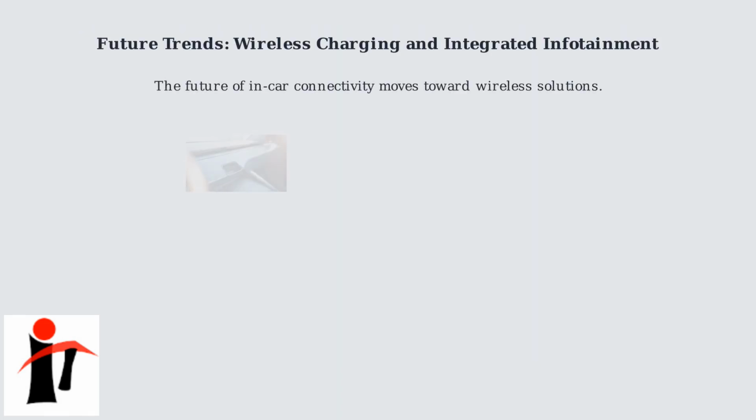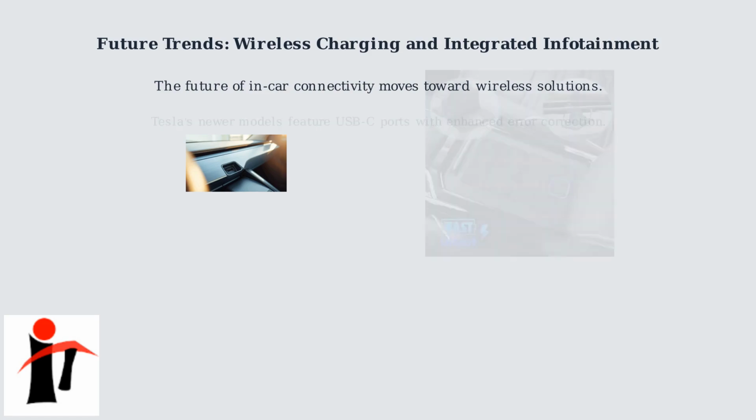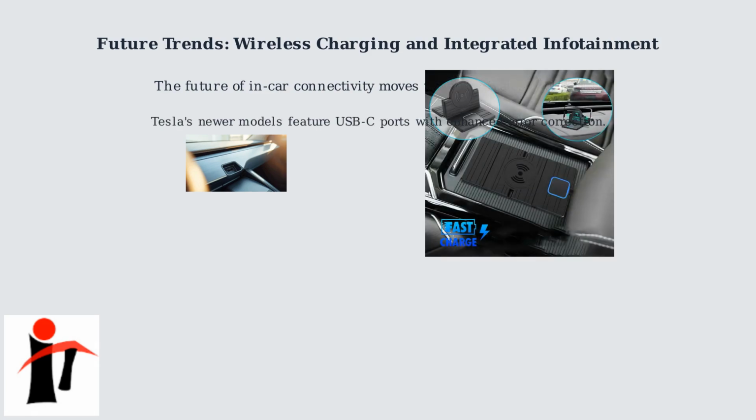Looking ahead, the automotive industry is shifting toward wireless connectivity solutions that promise to minimize physical port issues. Tesla's newer vehicle models are incorporating advanced USB-C ports with built-in error correction technologies designed to prevent the hub failures we've seen in 2018 Model 3s. Wireless charging pads are becoming standard in Tesla vehicles, allowing phones to charge without physical connections. This eliminates cable-related wear and potential port damage entirely.